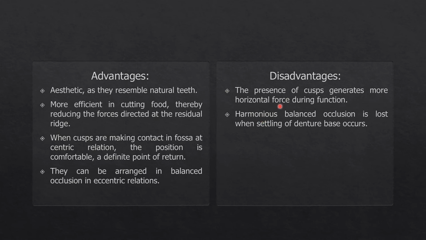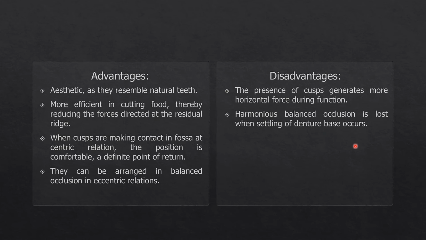But the disadvantages are that the presence of cusps generates more horizontal forces. In cases of ridges with short or knife-edge ridges, or ridges with flabby tissue, this will result in instability of the denture and trauma to the tissues. Second, harmonious balanced occlusion is lost when settling of the denture base occurs.